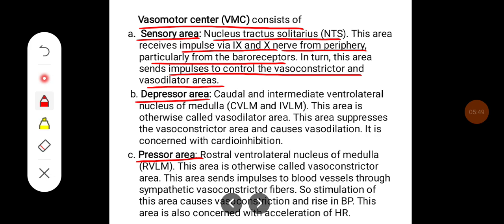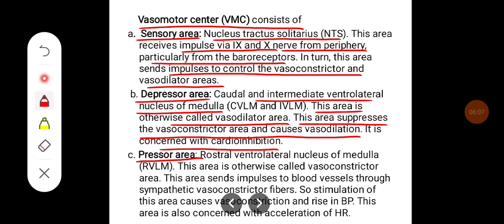Depressor area, caudal and intermediate ventrolateral nucleus of medulla, that is CVLM and IVLM. This area is otherwise called vasodilator area. This area suppresses the vasoconstrictor area and causes vasodilatation. It is concerned with cardio inhibition.